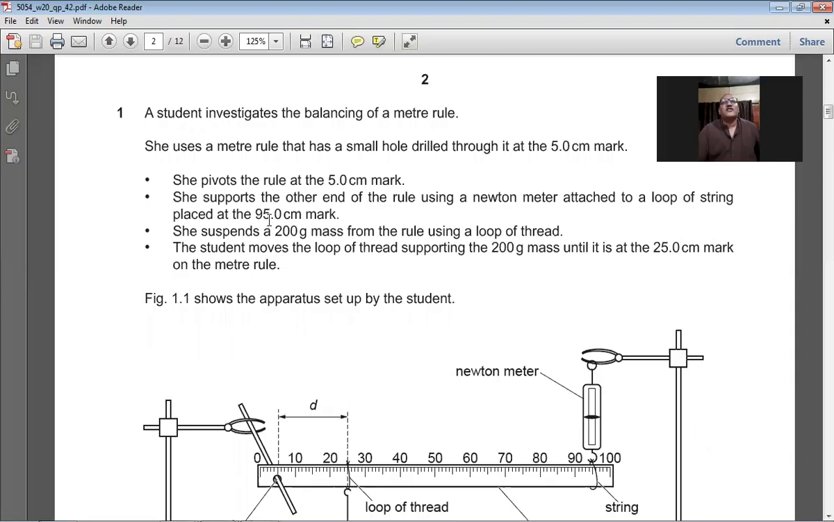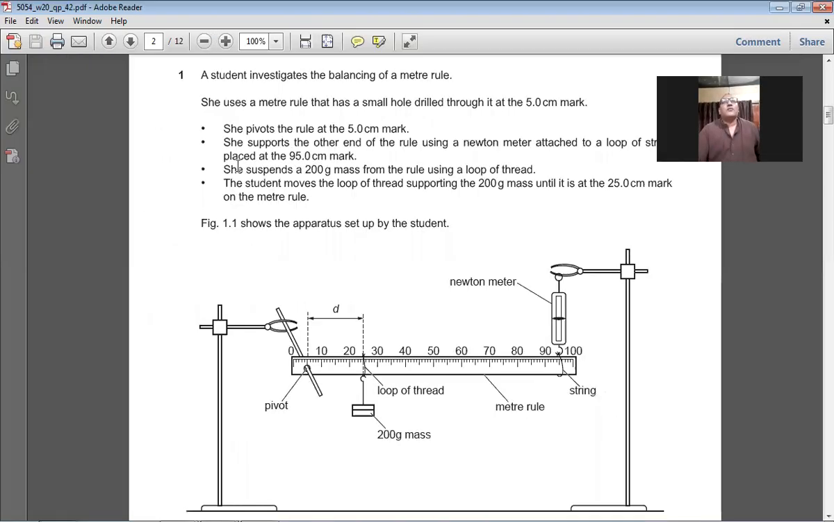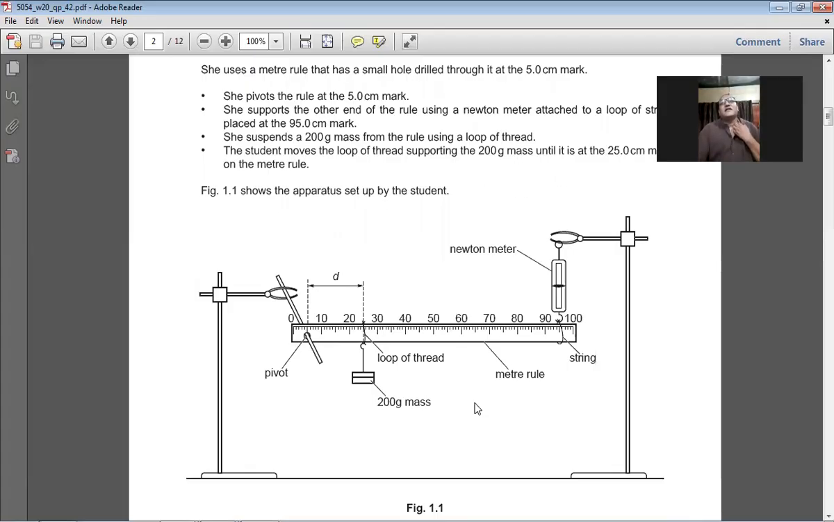So let me use the size so you can see the whole thing. I hope now you can see that. So here we have that meter rule at the mark of 5 centimeter. We have drilled a hole, and by this rod, it is pivoted here. And here we have placed a mass of 200 gram. It's hanging with this meter rule by the help of a loop of thread, and it's at the mark of 25 centimeter. And with the help of a loop of string, the meter rule is hanging with the Newton meter at the mark of 95 centimeter.